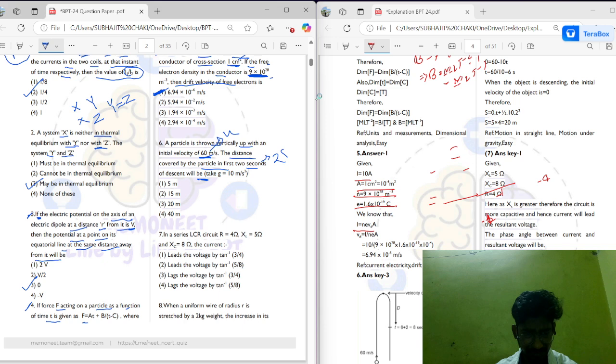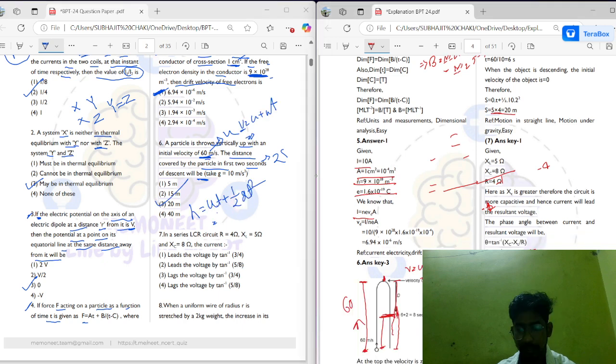So if you take the equation h equals ut plus half gt square, put the value of u equals 0, half g will be equal to 10, and t square equals 2 square. That means this will be equal to 20 meters. So the answer will be 20 meters.